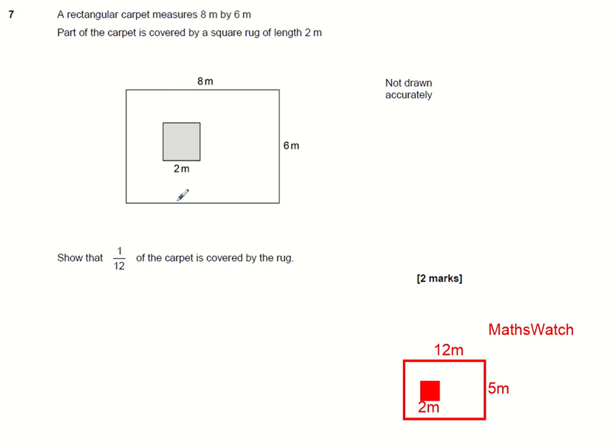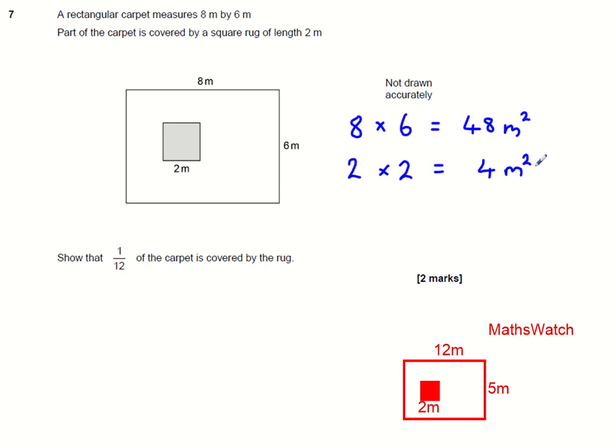So for the carpet, that's the entire room, it's a rectangle. Area of a rectangle is base times height. That's 8 times 6, so the area of the entire carpet is 48 meters squared. For the rug, it's a square of length 2. That means once again it's base times height. The base will be 2, and because it's a square, the height is also 2. So the area of the rug is 4 meters squared.